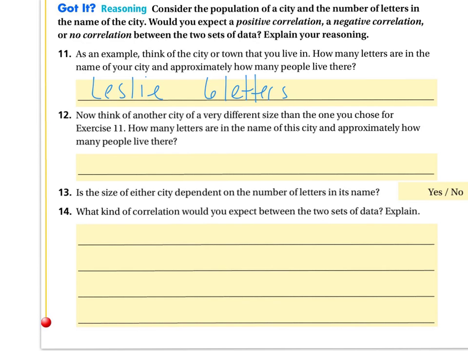Is there a correlation between that? So think of another city. Let's think of Detroit. There's lots of people that live in Detroit. D-E-T-R-O-I-T. There's lots and lots of people. So that has to be in the 10,000s. Is the size of either city dependent on the number of letters in its name? Of course not. That would be silly. So in this case, there's no correlation. It has no relationship to each other at all.